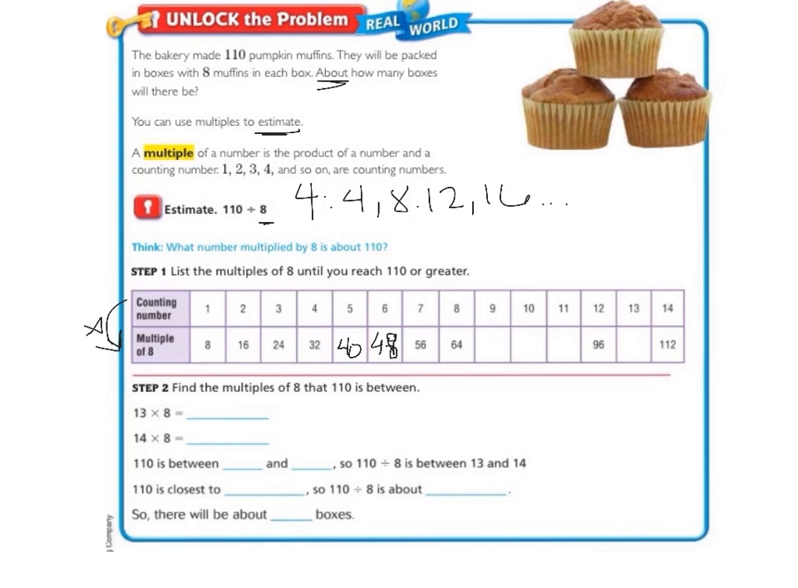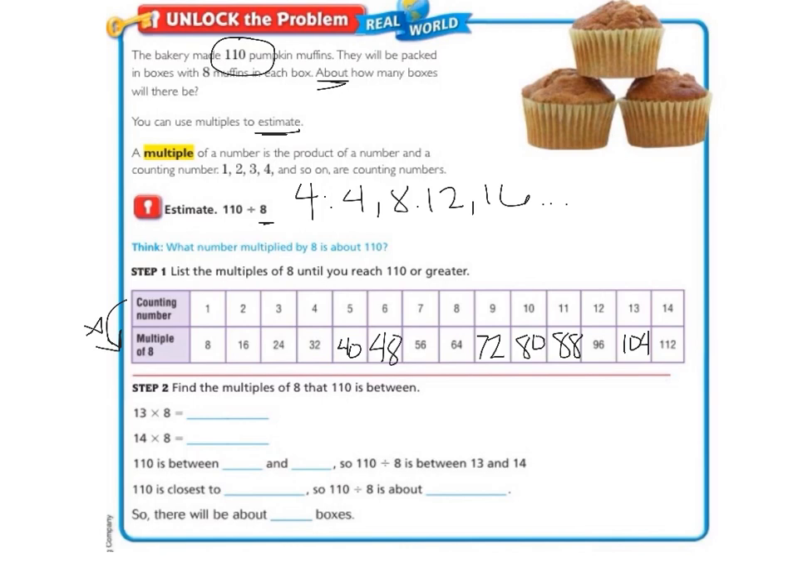8 times 8 is 64. 9 times 8 is 72. 10 times 8 is 80. 11 times 8 is 88. 12 times 8 is 96. And 13 times 8 is 104, and 14 times 8 is 112. And we're going to stop there because remember we wanted to get to 110. And I'm going to fix this here really quick. That was 48. There, now we can read it.